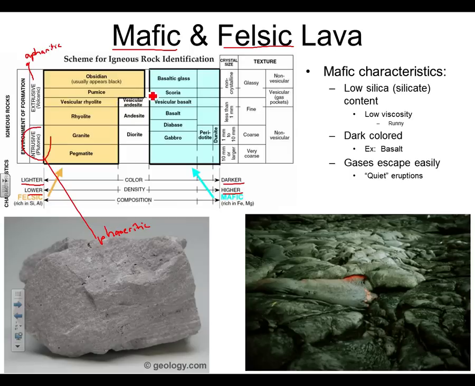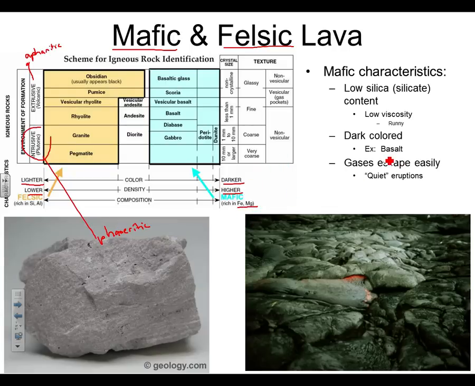So we look at some of the characteristics of them specifically, as we've seen here. Mafic characteristics. It's going to be low in silica, or low silicate content. Because of that, it's going to be low viscosity. It's going to be runny. What color is it going to be? Well, it's going to be dark colored. Why is it dark colored? Because it's rich in iron and magnesium.